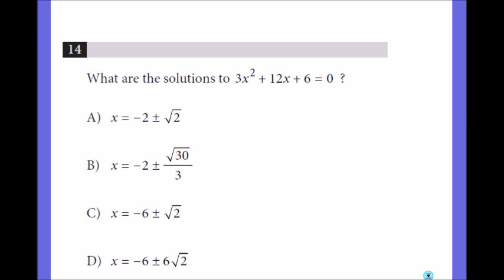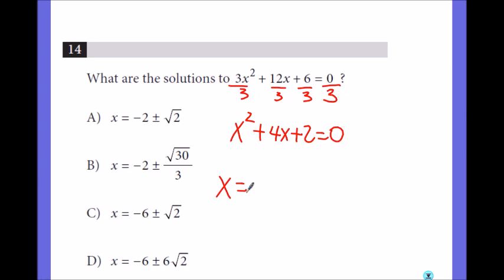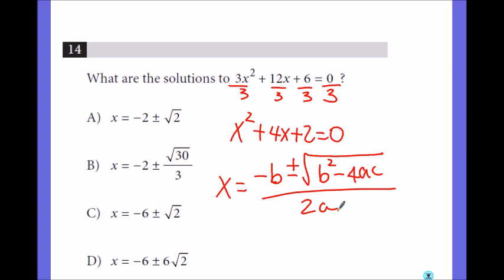So here it seems like we have to use the quadratic equation, divide by 3 to make it easier. So I get x squared plus 4x plus 2 equals 0. So what is your quadratic equation? You have to have that memorized. I always sing it out loud. It is x equals negative b plus or minus square root of b squared minus 4ac, divided by 2a. You can find lots of songs that go with it. I know I can't sing, but it really helps me to remember this.